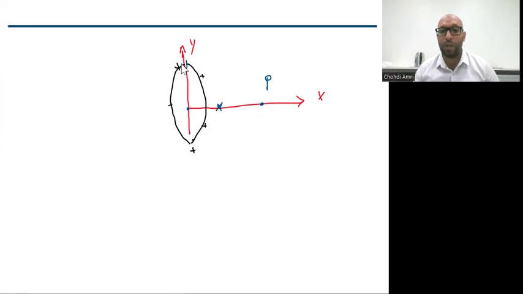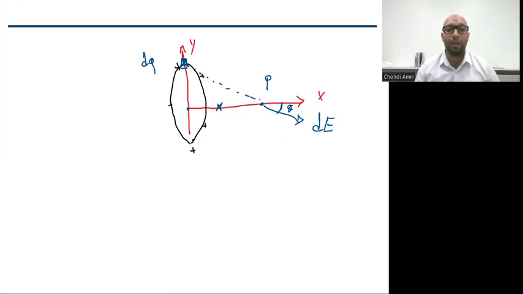When we take a portion of charge, an element charge, we will call this element dq. dq produces at the point P an electric field dE outward. This dE makes an angle theta with the x-axis. That means it has an x component and a y component. This is the x component, and this is our y component. This is our distance r from dq to the point P, and the distance from the origin to dq is called a, which is the radius of this ring.